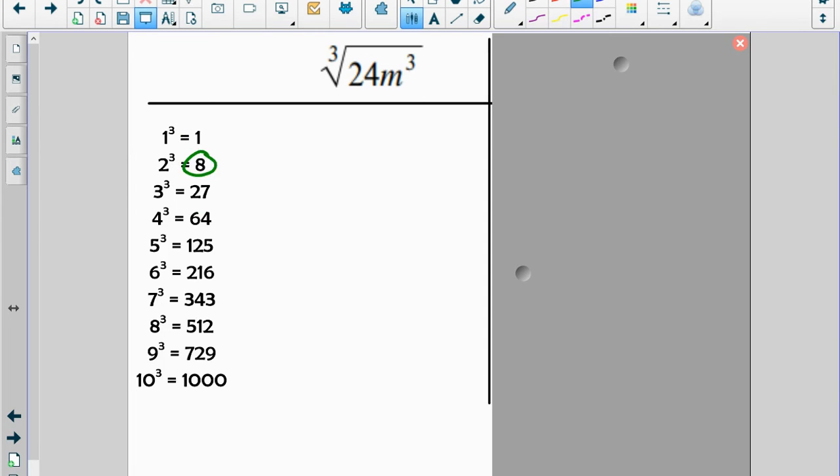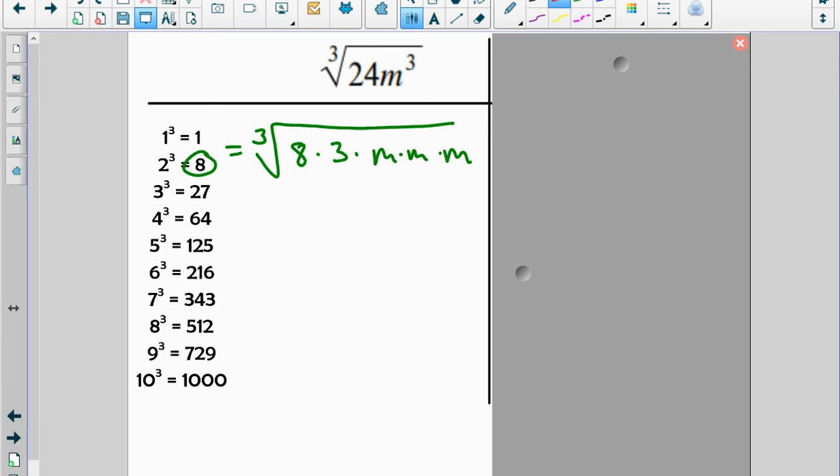But I do realize that I can divide 24 by 8. Okay, 8 times 3 is 24. So I'm going to simplify 24 as 8 times 3. And then I'm going to write m to the 3rd power as m times m times m. So there I'm just writing an equivalent expression for what I started with.